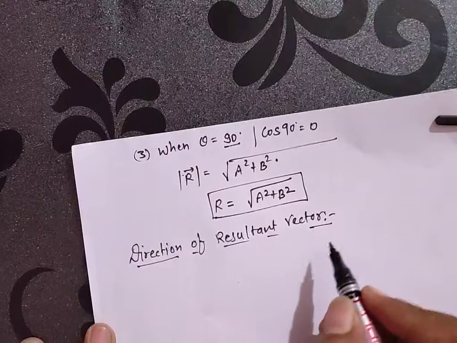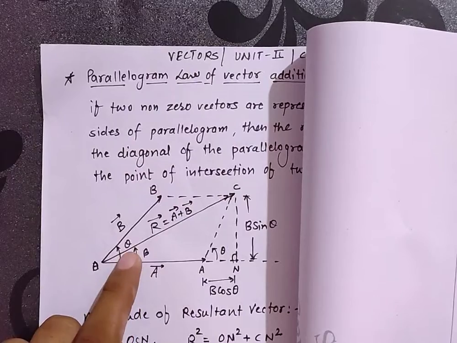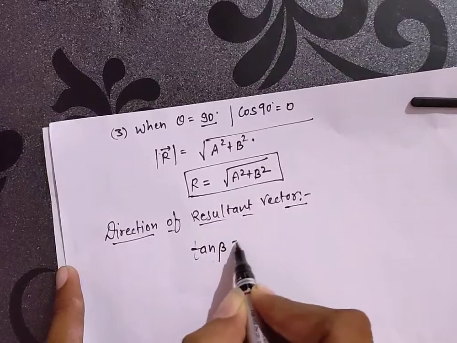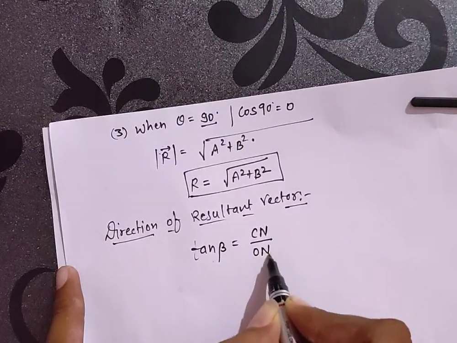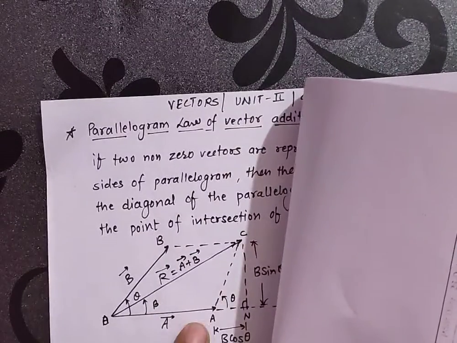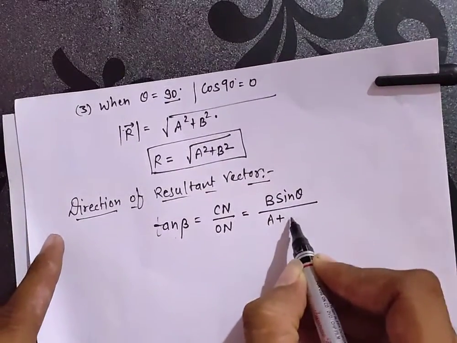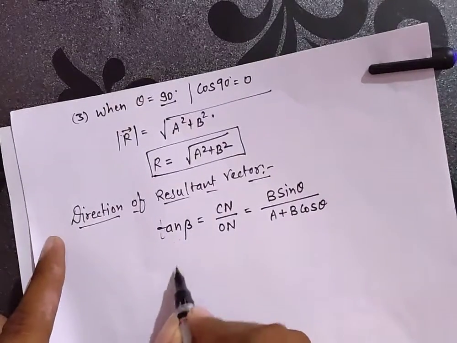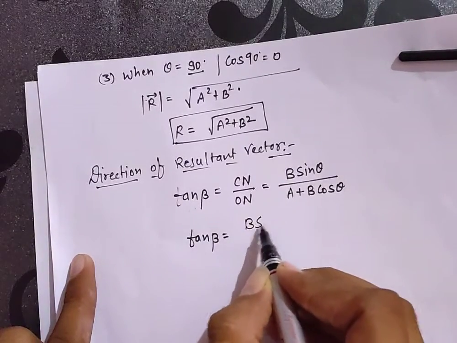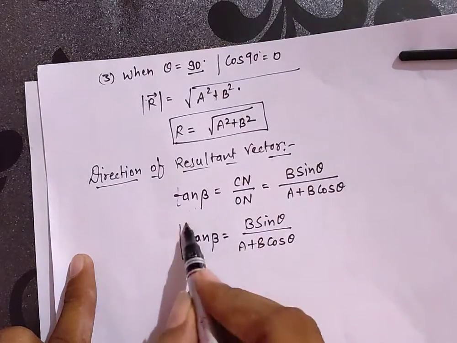Direction of resultant vector. As we know, the resultant vector R makes an angle beta with this vector A. So tan beta is equal to CN upon ON, which is equal to B sin theta upon OA plus AN. OA is equal to A, and AN is equal to B cos theta. So the direction is tan beta is equal to B sin theta upon A plus B cos theta.